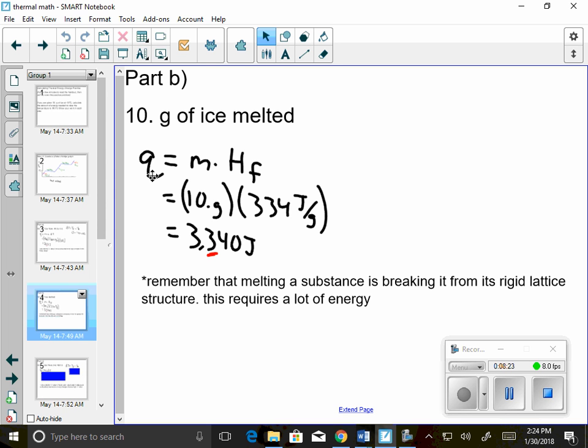Since there is no temperature change, I'm not using Q equals MC delta T. Instead, I'm using Q equals M times heat of fusion. Once again, to make life easier, I can report this in joules per gram. So 10 times 334 is 3,340 joules. And hopefully you are following along and writing this down as we go. And as I mentioned underneath my math, I make the point that melting is breaking that lattice structure, that rigid structure of where solids are vibrating in place. It takes a lot of energy to break them up.